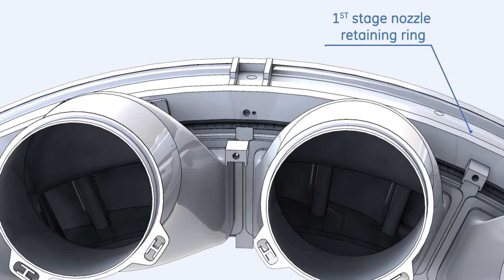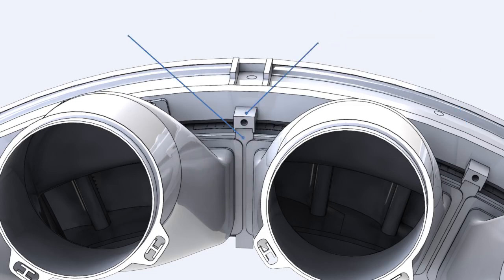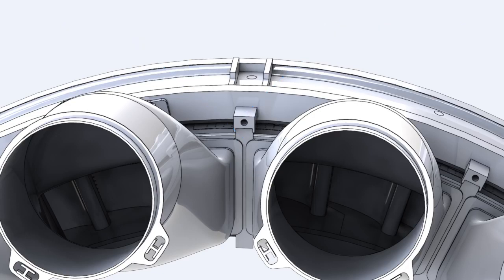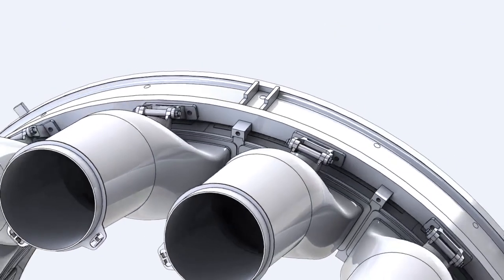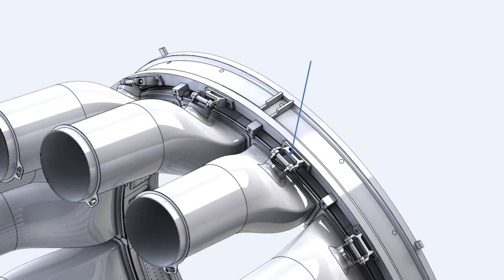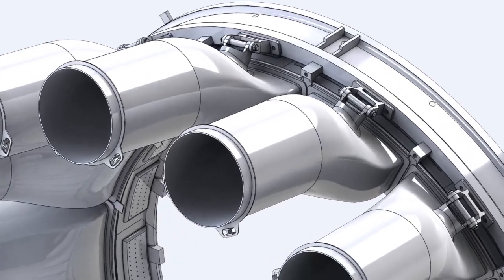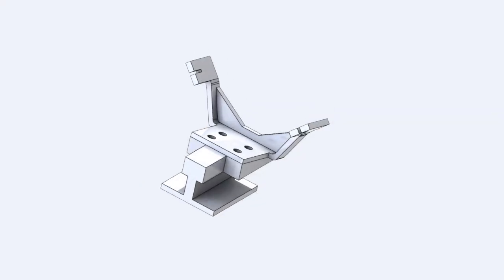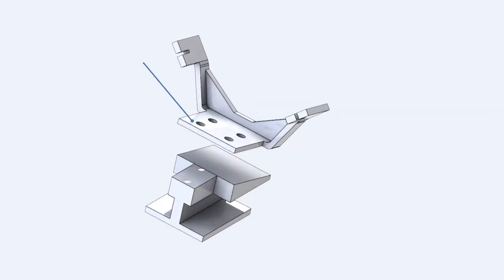Side seals are held in position by side seal retainer blocks. These blocks are mounted on the first stage nozzle retainer ring. Transition pieces are supported at the aft side by means of the aft mounting bracket, which is mounted on the first stage nozzle retainer ring. Each transition piece is supported at the forward side by a support clamp. This support clamp is mounted on the compressor discharge casing.